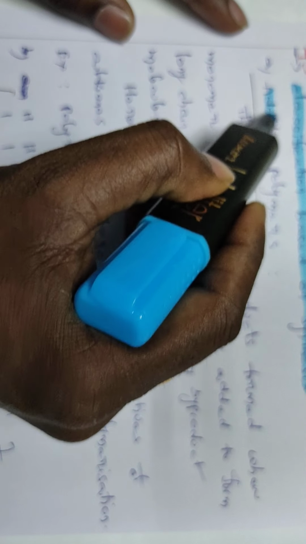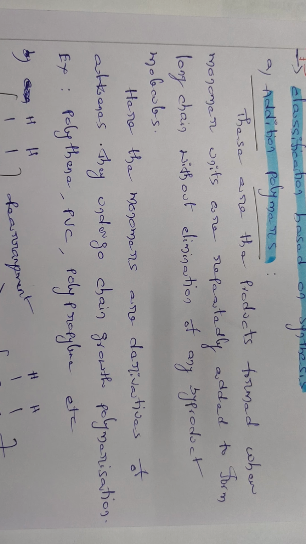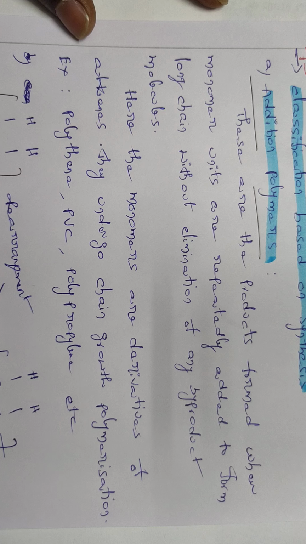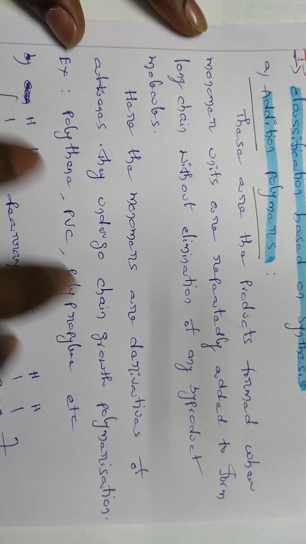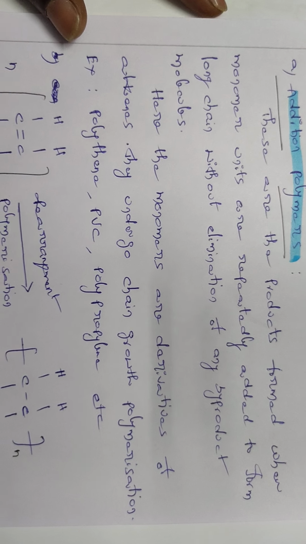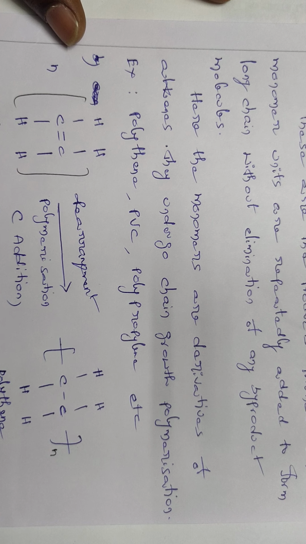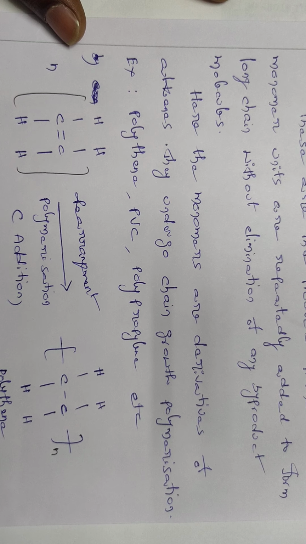So addition polymers. What is addition polymerization? Addition polymerization means the polymer which is formed by the combination of several monomeric units without elimination of any byproduct molecules. Okay, so these are the products formed when monomer units are repeatedly added to form a long chain without elimination of any byproduct molecules. Mainly here the derivatives are alkenes. They undergo chain growth polymerization.